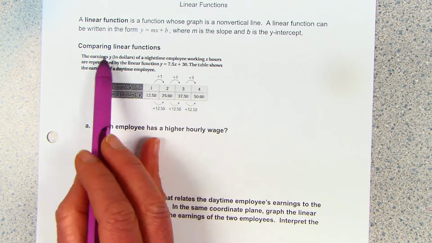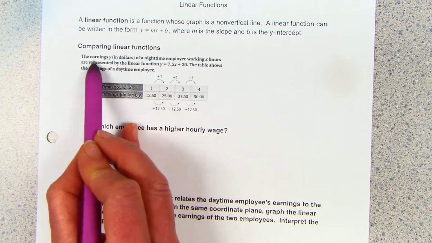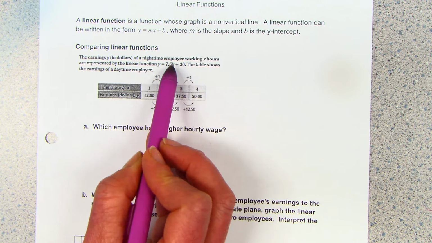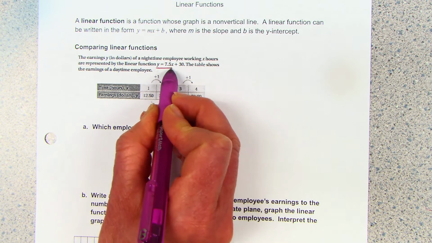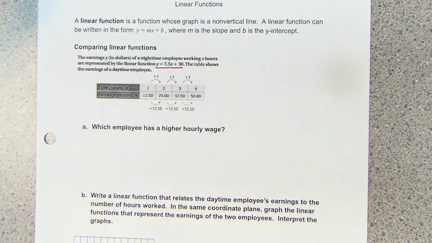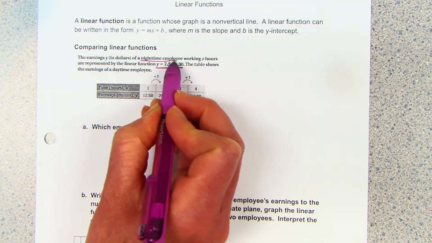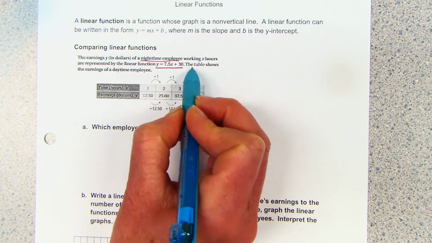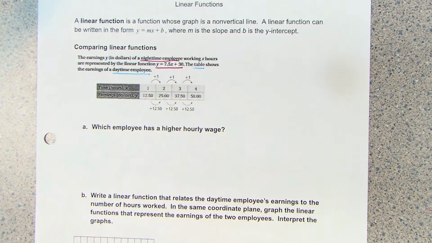So we are going to be comparing linear functions. They have a little problem here. The earnings, y in dollars, of a nighttime employee working x hours are represented by the linear function y equals 7.5x plus 30. So they give the nighttime employee's information here in the equation. And then the table shows the earnings of the daytime employee. Then they're going to ask you to contrast those two things.